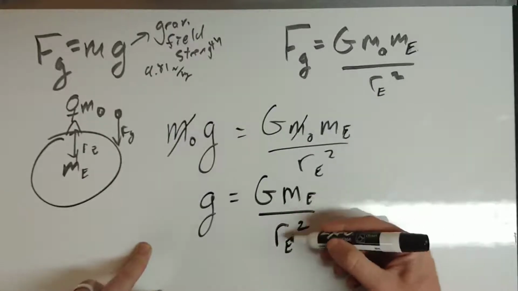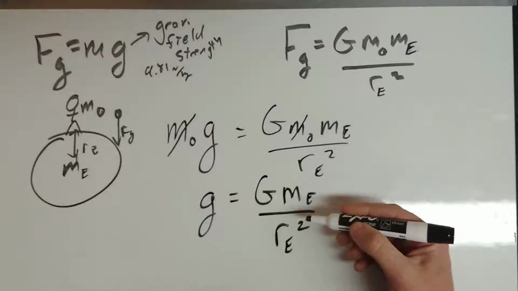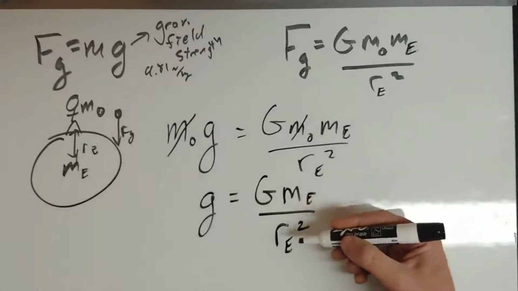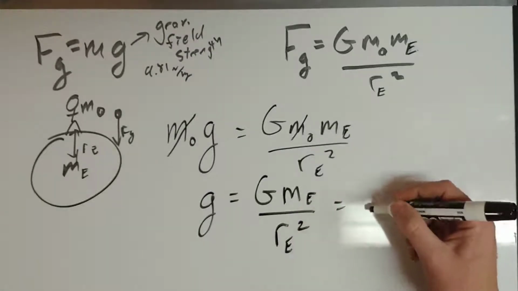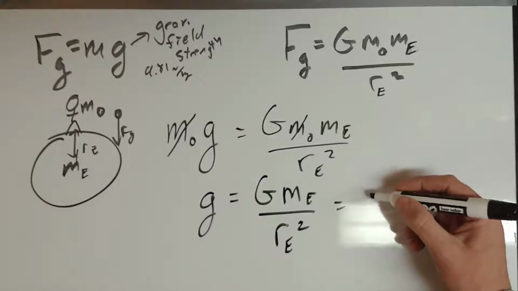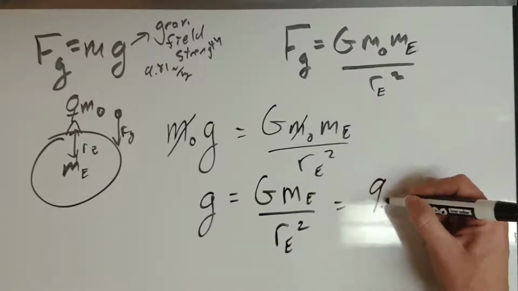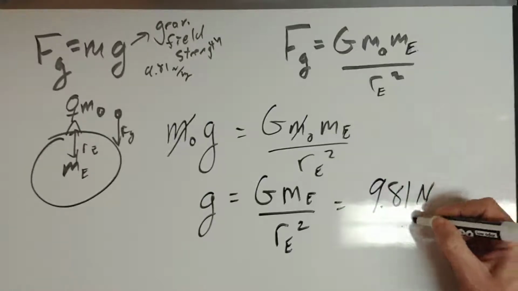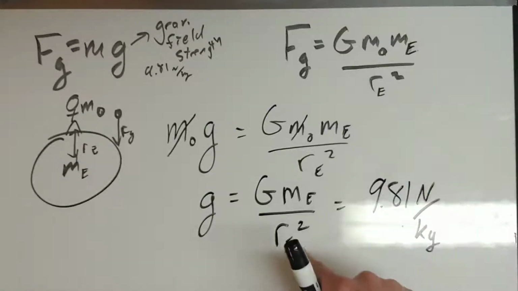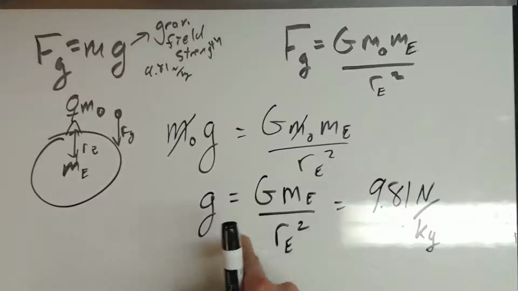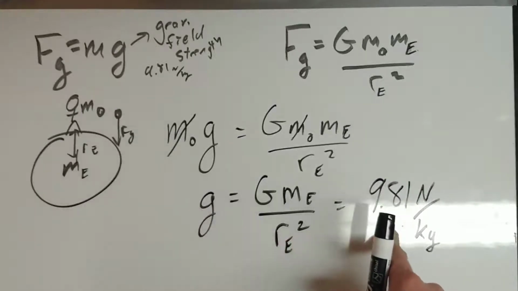And if you go ahead and plug in those two numbers, I'll leave you for the paper solution to look at that. You can plug in the two numbers and get it. And sure enough, using the numbers that we used over in number 3, you get 9.81 newtons per kilogram. All right? So as long as you're on Earth's surface, it's that.